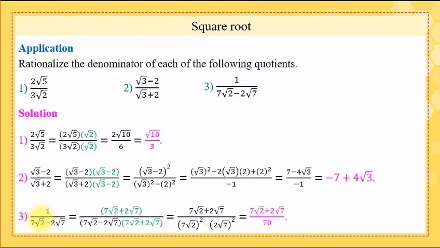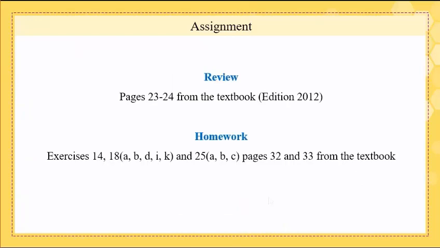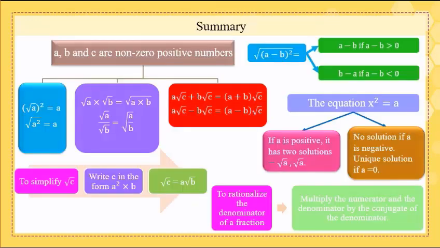Finally, we multiply by the conjugate 7 radical 2 plus 2 radical 7 in the numerator and denominator, and then we get 7 radical 2 plus 2 radical 7 over 70. Here is your assignment, and this is the summary of this video and the previous video, part 1.